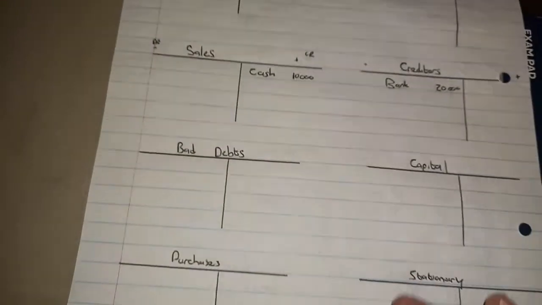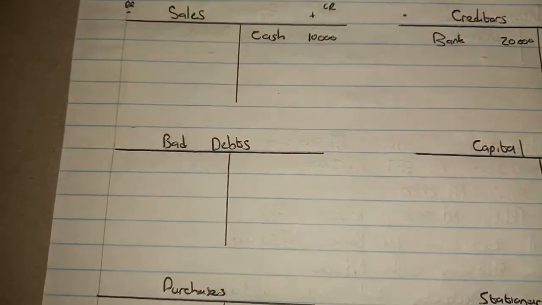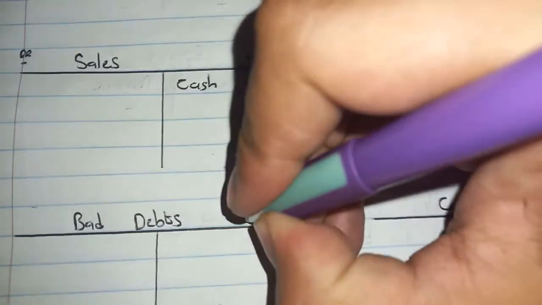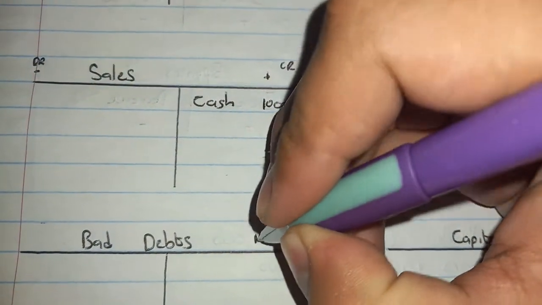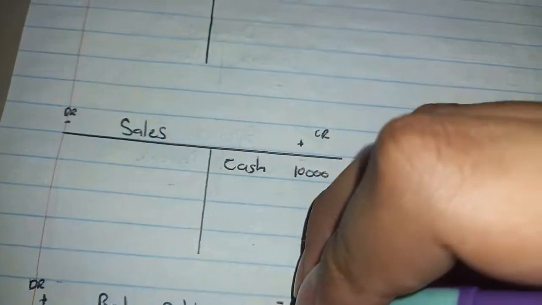Okay, let's start with the bad debts. So your bad debts is an expense. We know expenses increase on the debit side and they decrease on the credit side. Almost got confused there. Debits, credit.